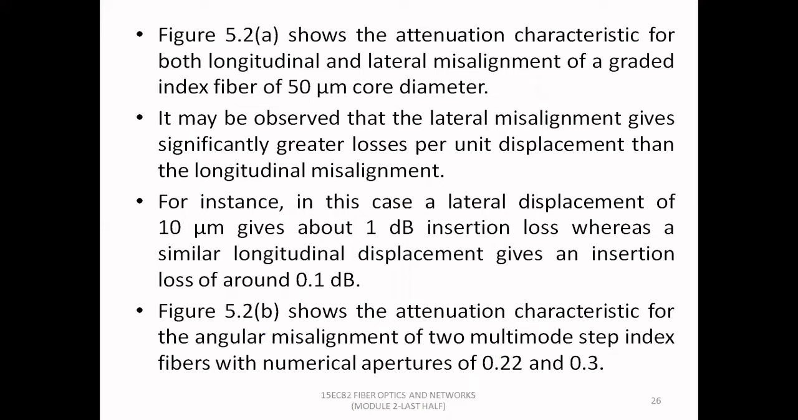If you take figure 5.2a, it shows the attenuation characteristics for both longitudinal and lateral misalignment of a graded index fiber of 50 micrometer core diameter. It may be observed that the lateral misalignment gives significantly greater losses per unit displacement than the longitudinal misalignment. For instance, in this case, a lateral displacement of 10 micrometer gives about 1 dB insertion loss, whereas a similar longitudinal displacement gives an insertion loss of around 0.1 dB.